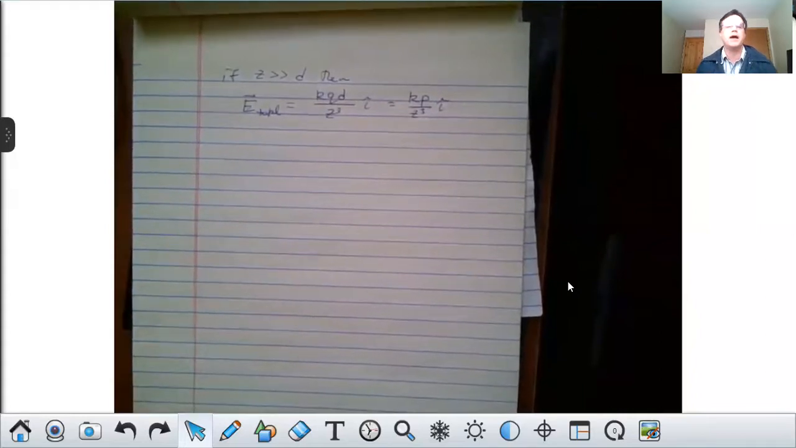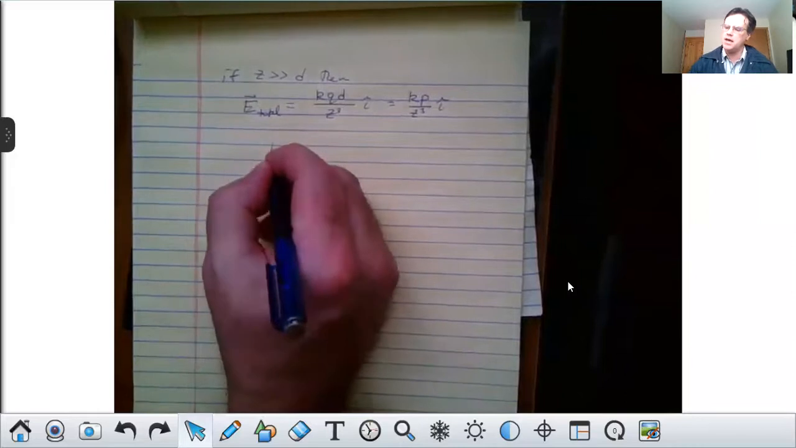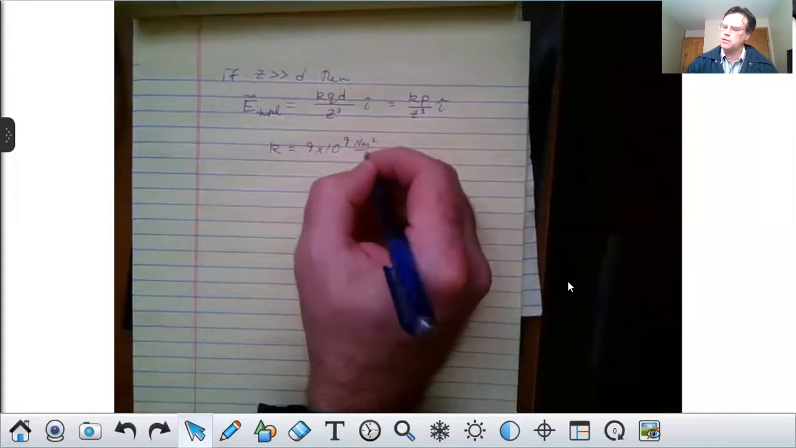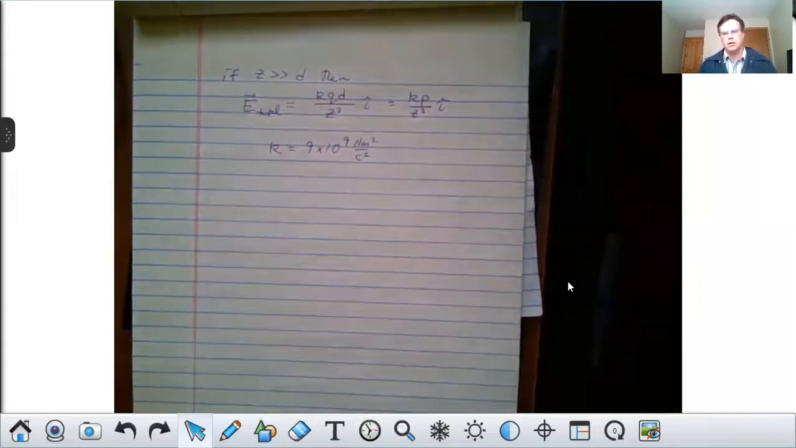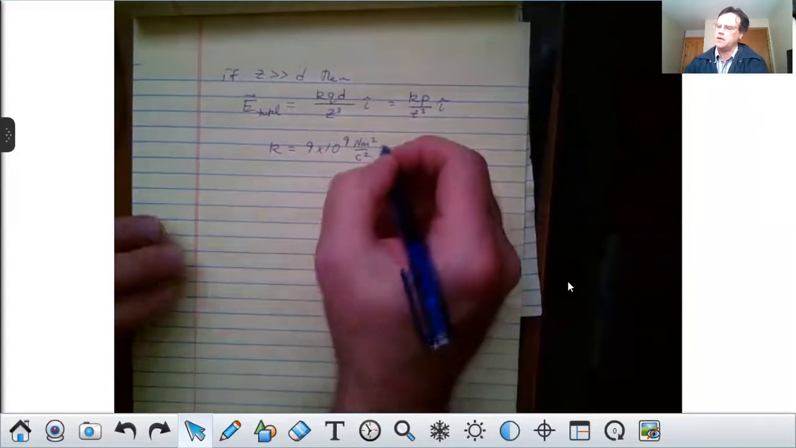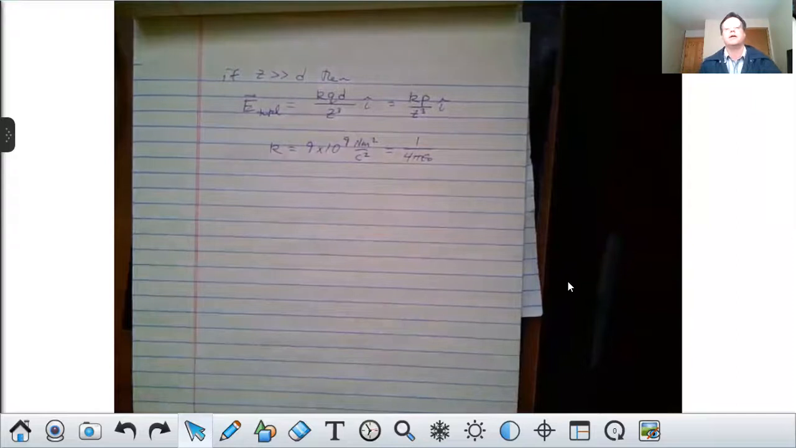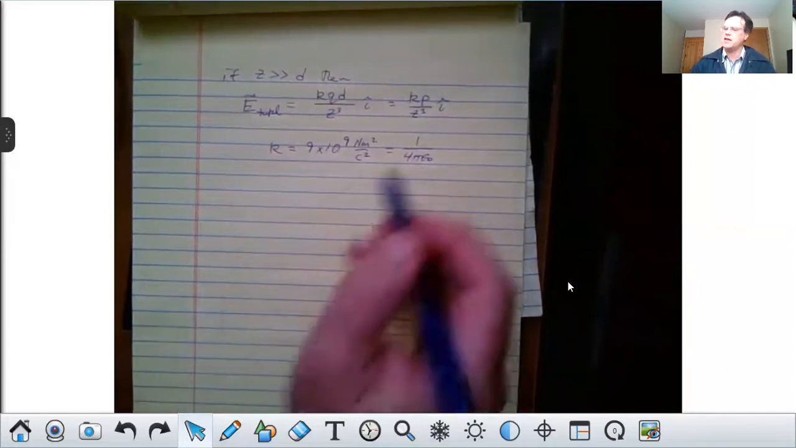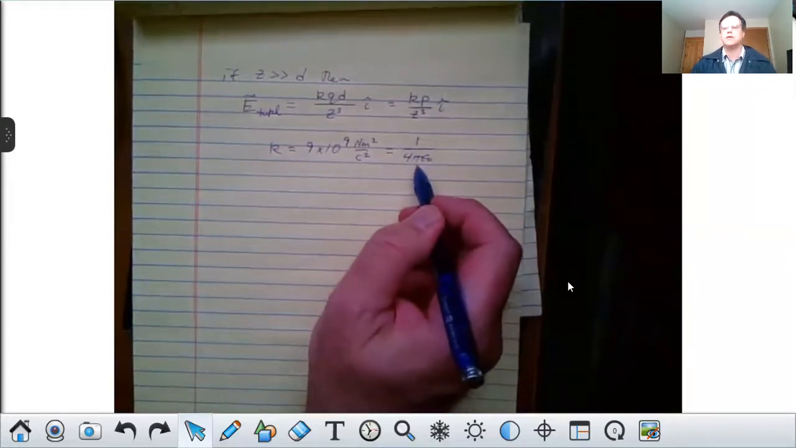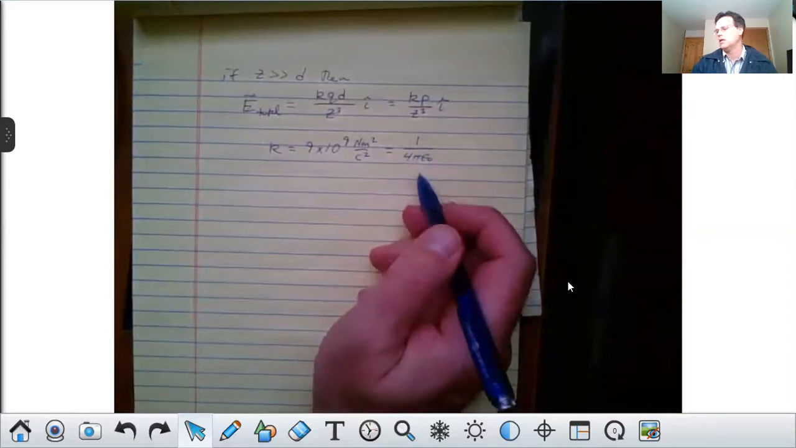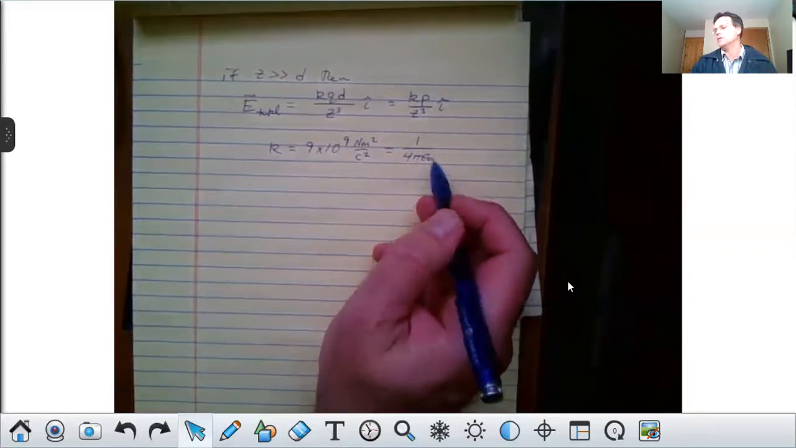One last thing I want to point out: I often use this k as about 9 times 10 to the 9 newton meters squared per coulomb squared. In the book, instead of using k, they often write it as 1 over 4 pi epsilon 0. Now epsilon 0 is just another constant, but I think it's much simpler to just write k for that. So don't be confused by the difference in the way they're writing Coulomb's law. Hopefully that hasn't caused much confusion.